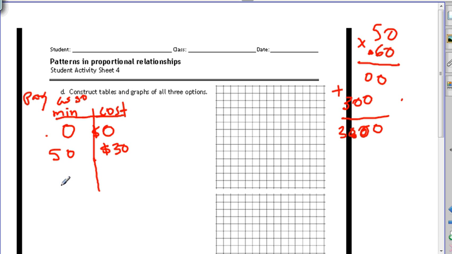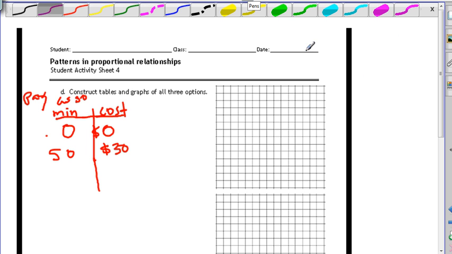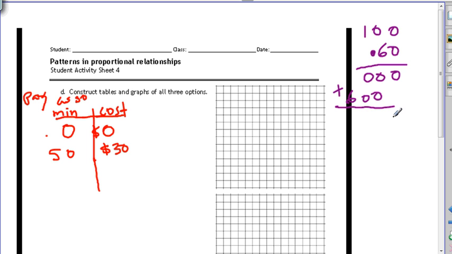Okay? Now, again, I'm going to count off by 50s again. And I'm going to multiply 60 by 100. So this is going to get me 0, 0, 0, 0, 0, and 6. I have 2 decimals, so that's 0, 0, 0, 6. So that means I pay about $60 for 100 minutes, okay?